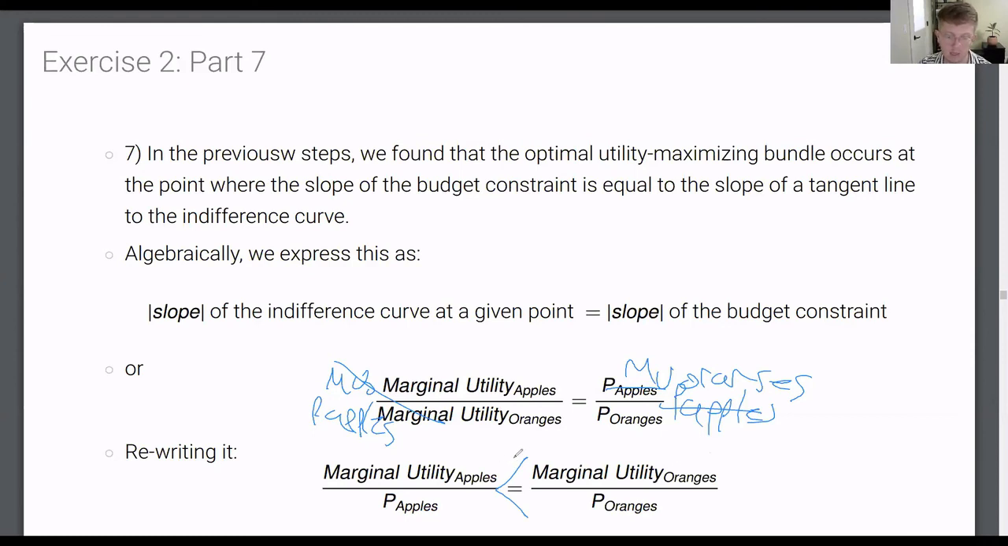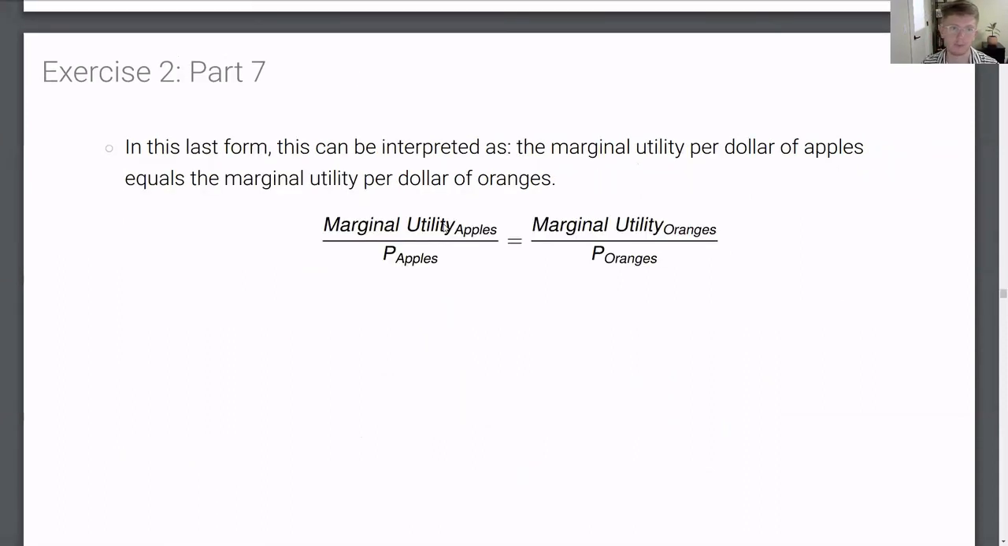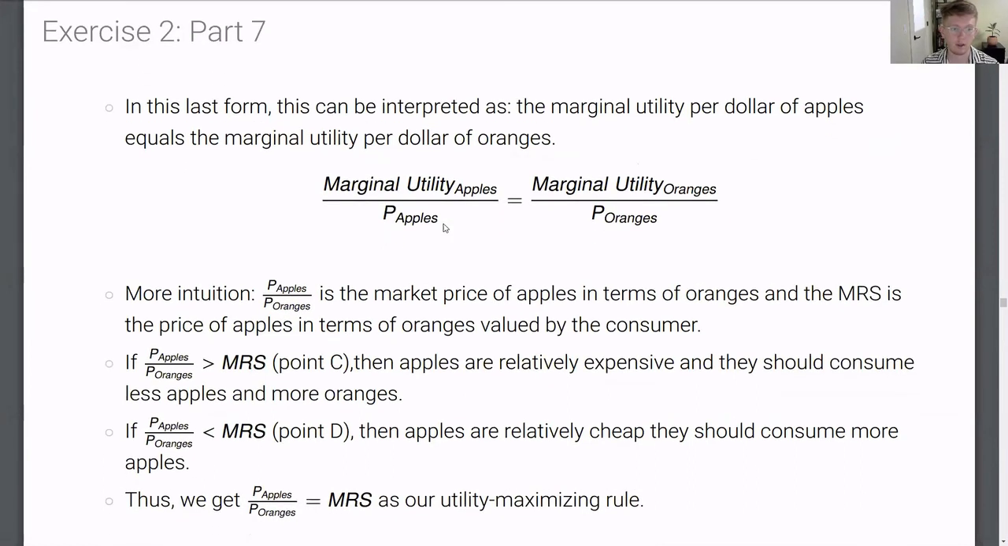Likewise, if the marginal utility of apples per dollar spent on apples was higher, then our consumer would give up some oranges because they'd know that for each apple consumed, they'd gain more utility. So in equilibrium, we'd expect consumers to balance apples and oranges such that they're getting the same amount of marginal utility per dollar. And this is the way that I most intuitively think of this rule.